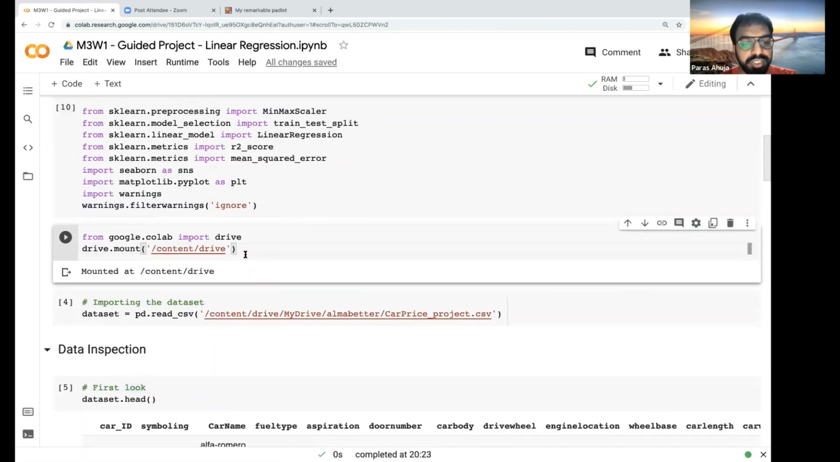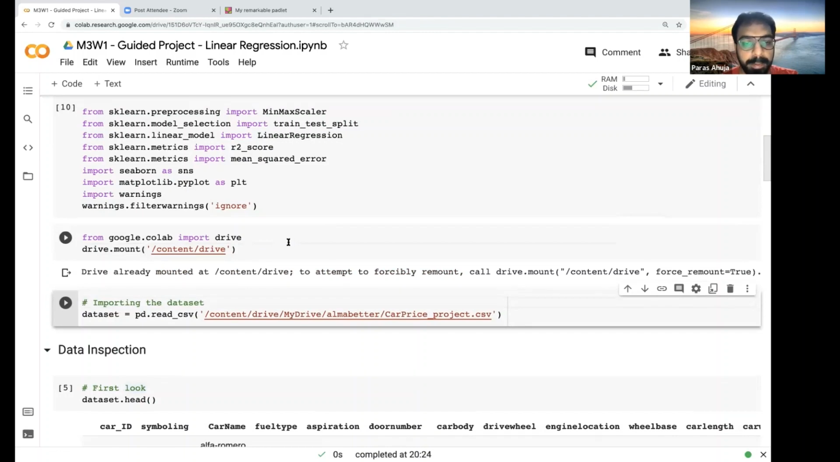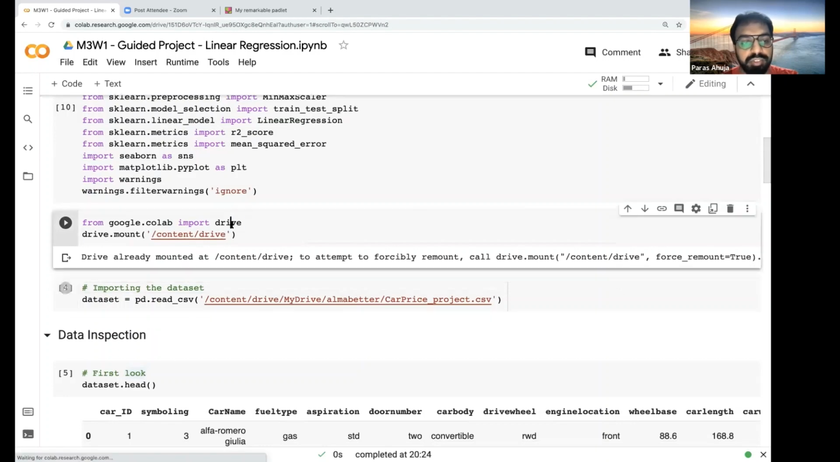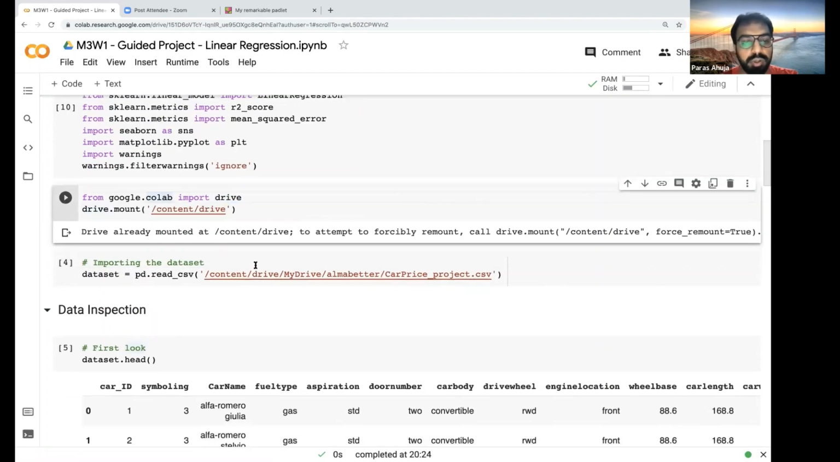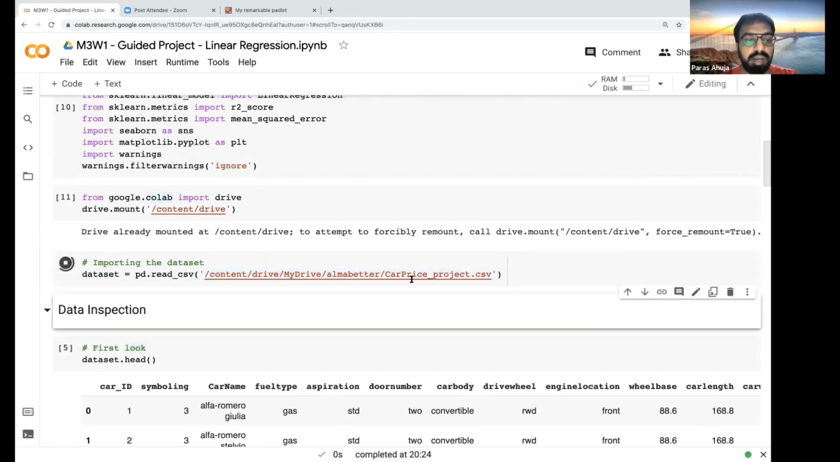And this is mounting the data. I mounted my Google Drive to my Google notebook. Now I have to read the data. You might have to change this link to wherever your data is, and get the right URL to load the data. For me, this is the link. I'm loading the dataset.